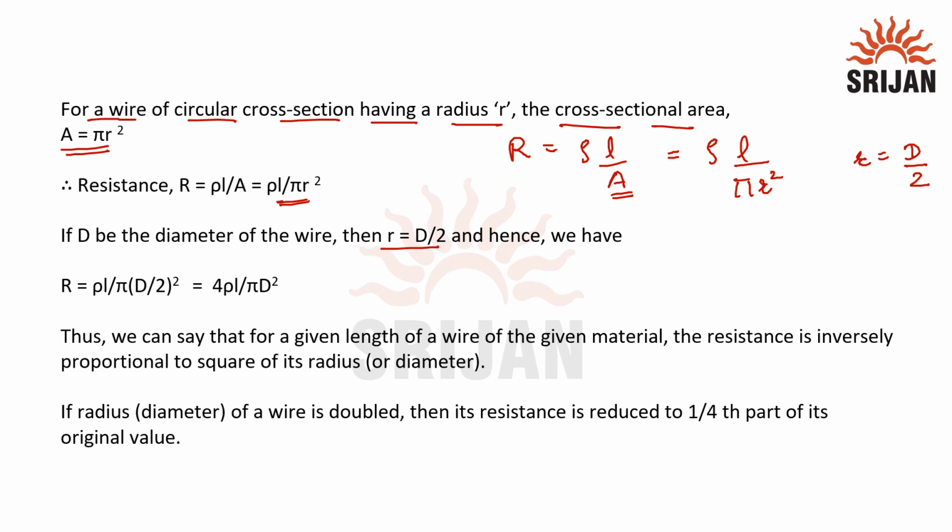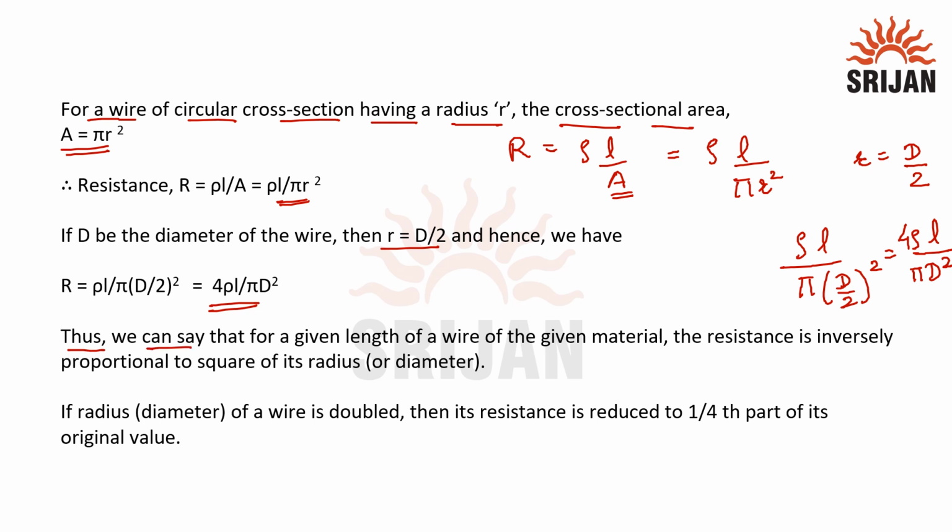So we get rho L by pi, instead of r we can write d by 2, and here we'll write square, which gives us rho L divided by pi d square, and here we have square of 2, 4, which can be written over here. So we get 4 rho L divided by pi d square.